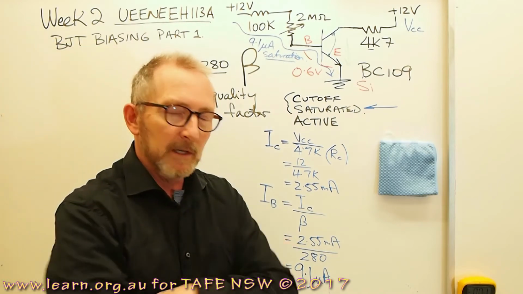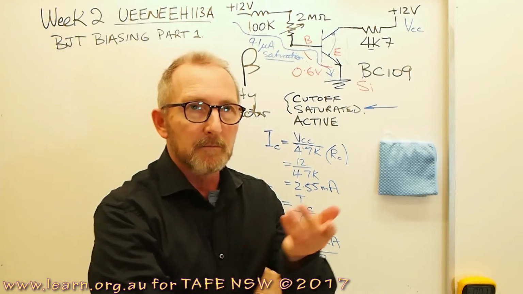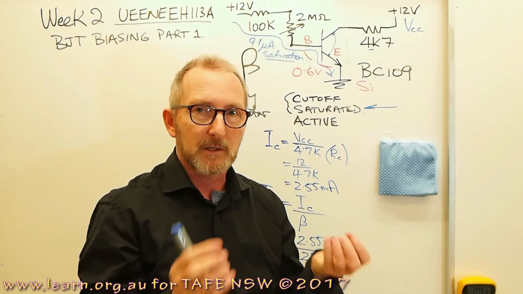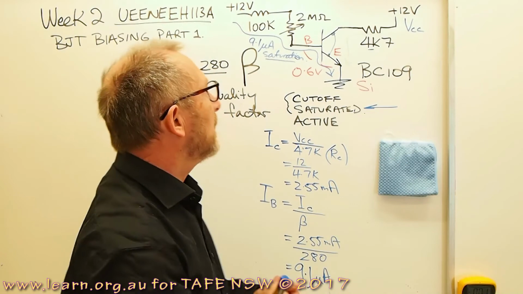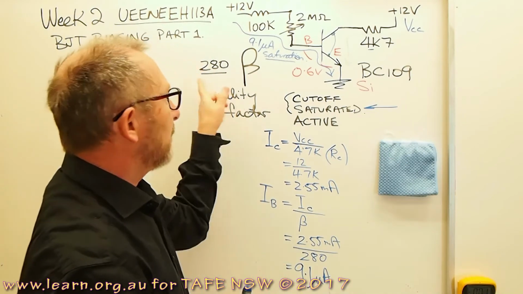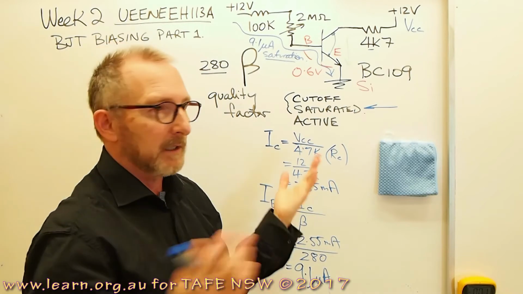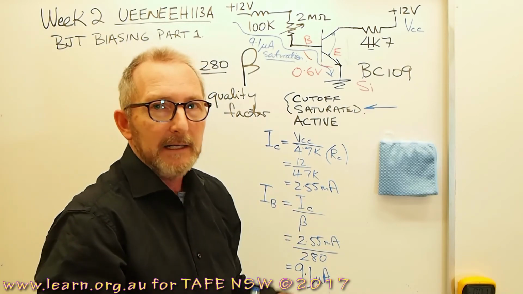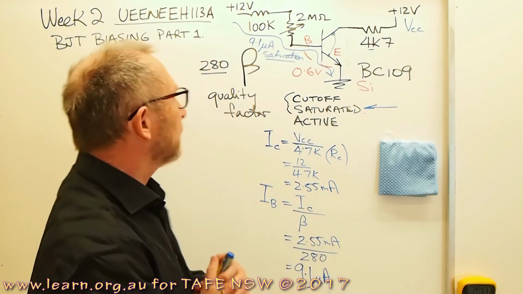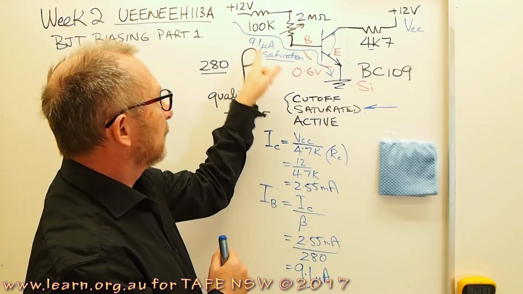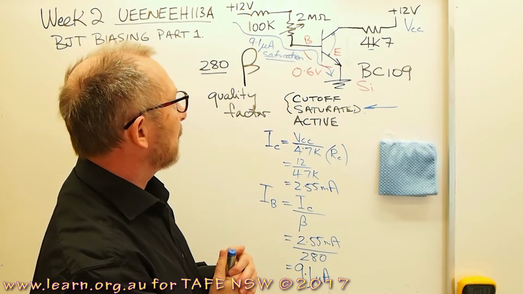But the problem is with different transistors, even BC109, there are different batches, and even in one batch the beta has slight variations. So we can't rely that every BC109 that we looked at has a beta of 280. The beta could range from maybe 180 to 350, who knows? So I've worked with one particular transistor to find the saturation current.